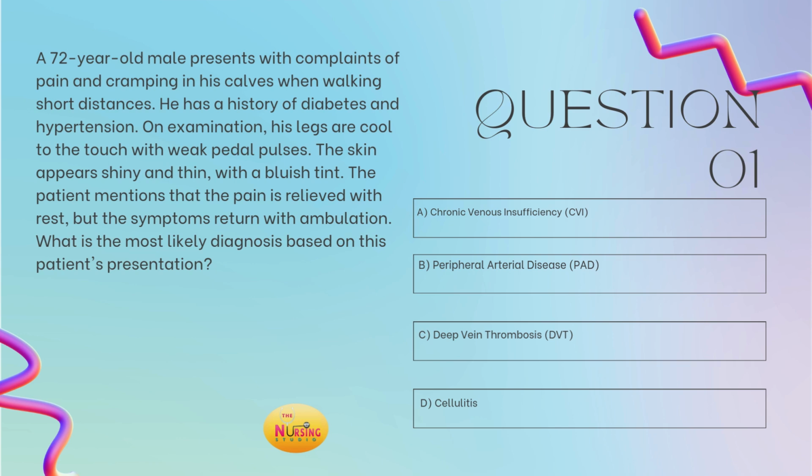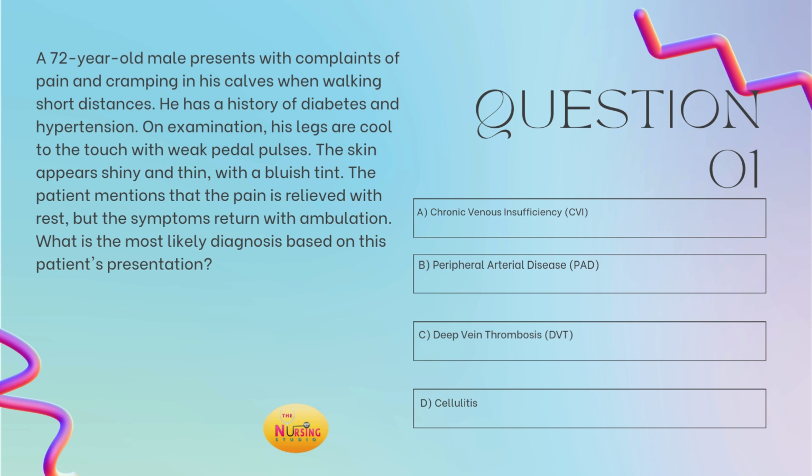All right, so y'all know, I tell you, if it's asking for a diagnosis, we need to run it back and look at those assessment findings, right? So we have a 72-year-old male that came in, complaints of pain, cramping in his calves when walking even short distances. He has a history of diabetes and hypertension. And on exam, his legs are cool to touch with weak pedal pulses. His skin appears shiny and thin with a bluish tint. And he mentions that the pain is relieved with rest, but the symptoms return once he's ambulating. All right, you guys. This is classic for peripheral arterial disease. So B is your best answer, right?